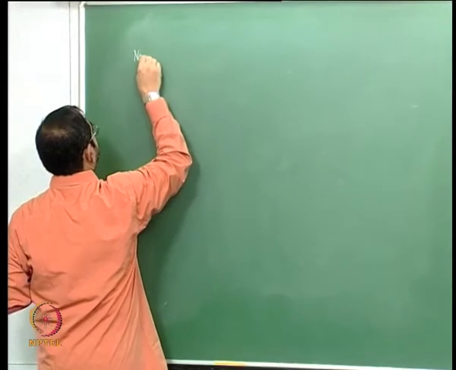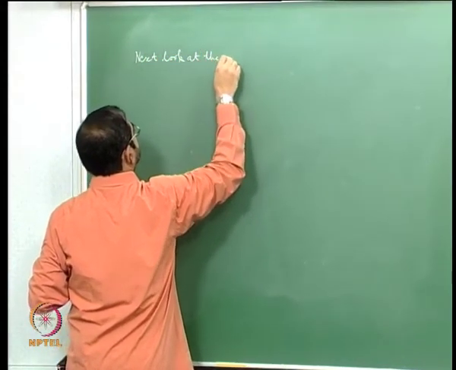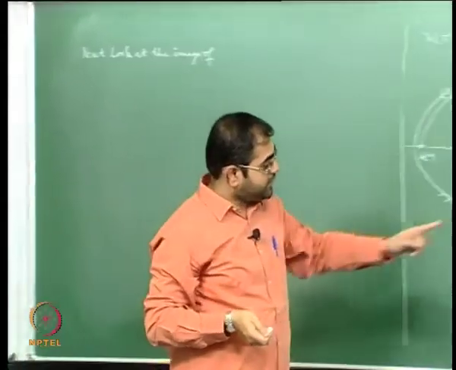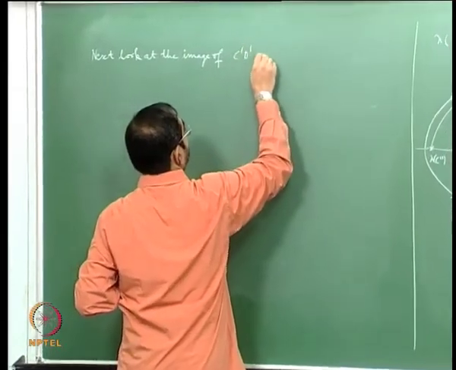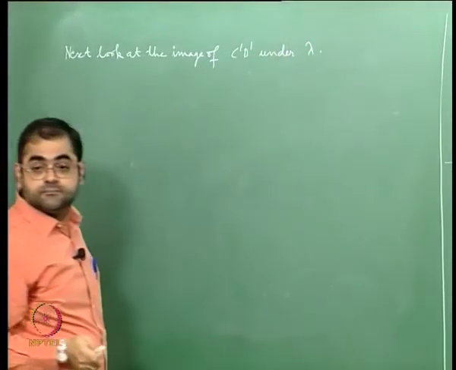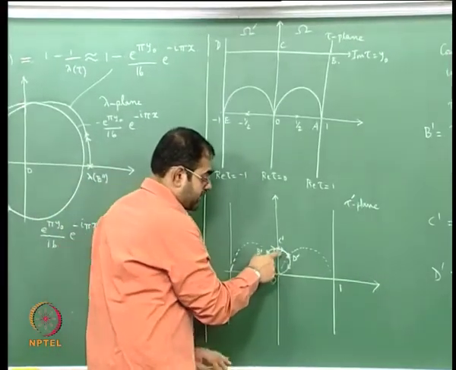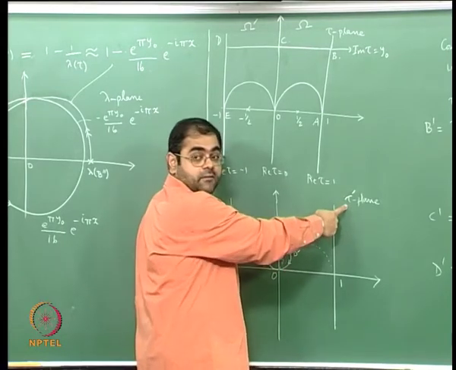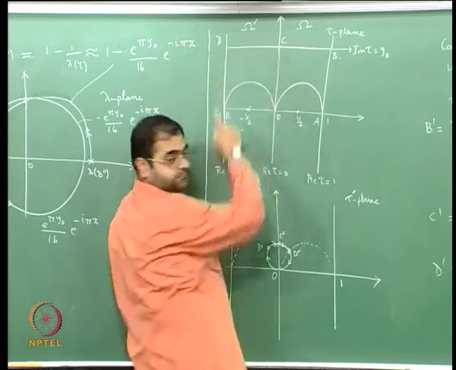Next look at the image of c prime d prime under lambda. Notice that c prime d prime, if you want to think of it, is in the tau prime plane, where tau prime is -1 by tau and tau is varying on CD.